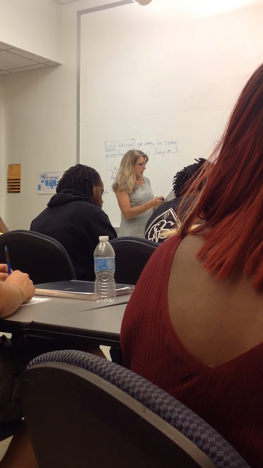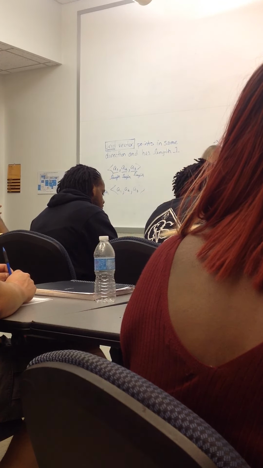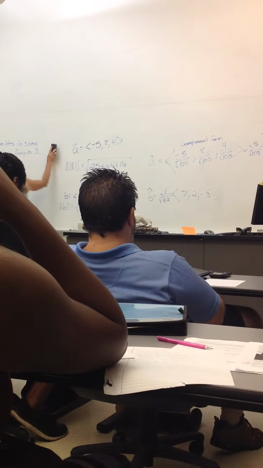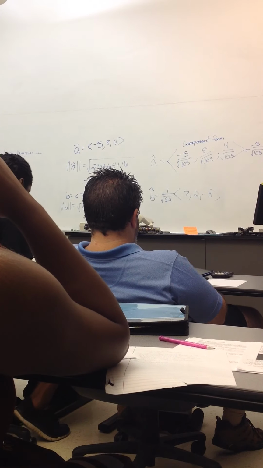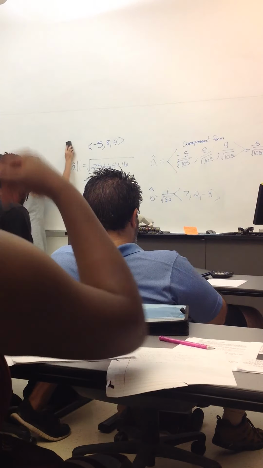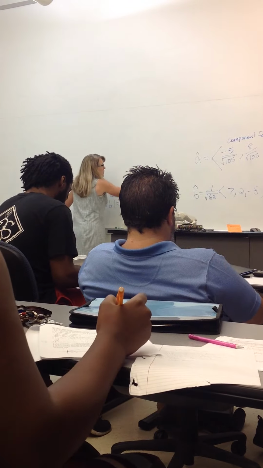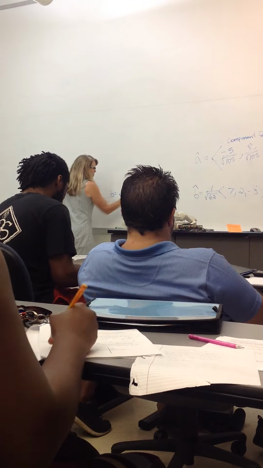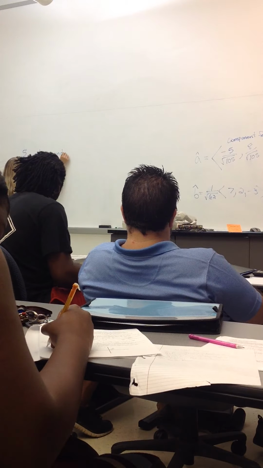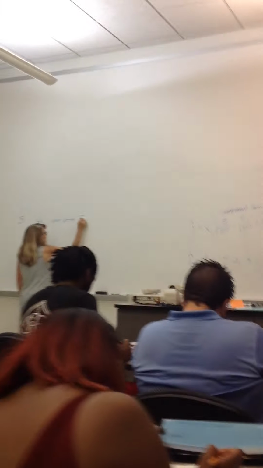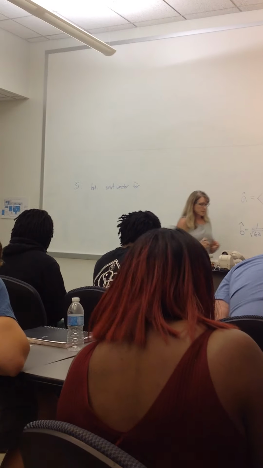Okay, number 5. Let's do number 5, and then we'll take a little break. Number 5 wants us to create a vector that has length 6, but points in a specific direction. So what we're going to do first is we're going to find the unit vector for our vector given, okay?